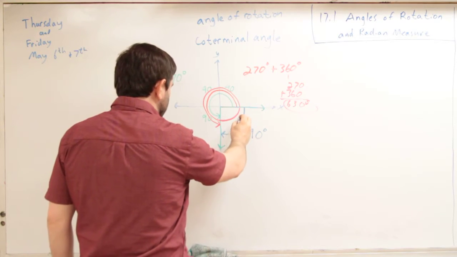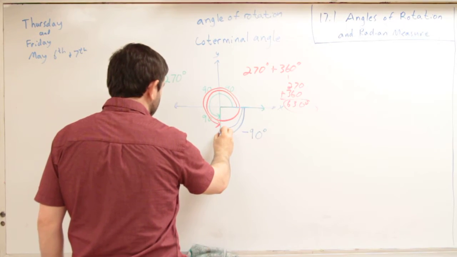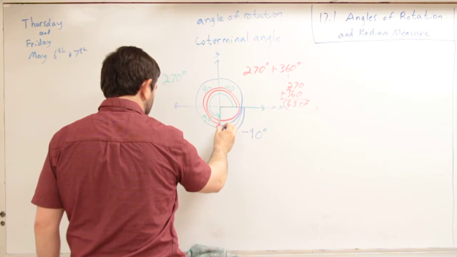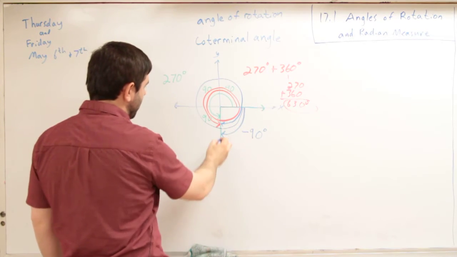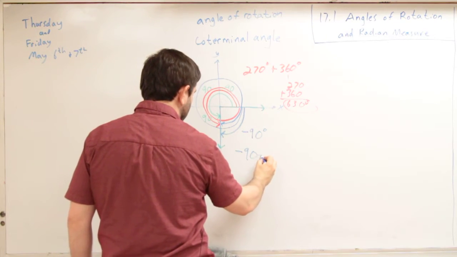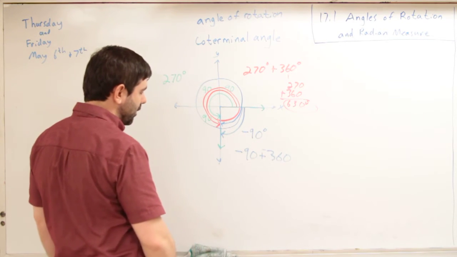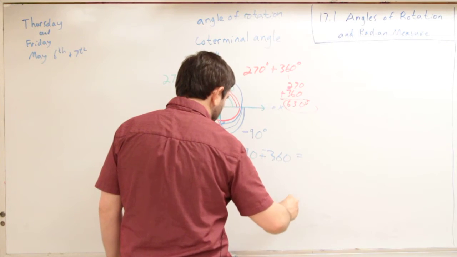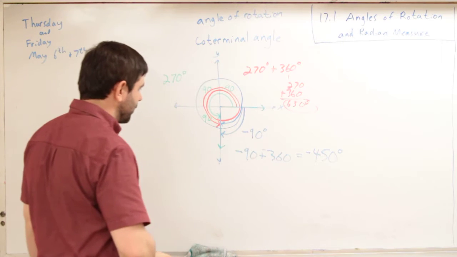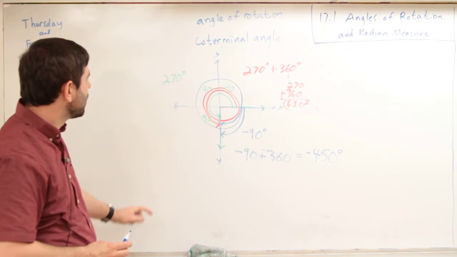We could have a measure, we start here, we go down negative 90 degrees, but then we go another full loop and we get back to this side. So this would be negative 90 degrees minus 360 degrees, or plus a negative 360 degrees, and that would be negative 450 degrees. So negative 90 degrees and negative 450 degrees are coterminal.